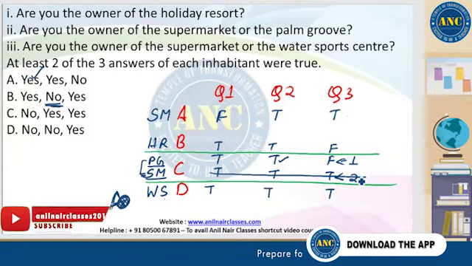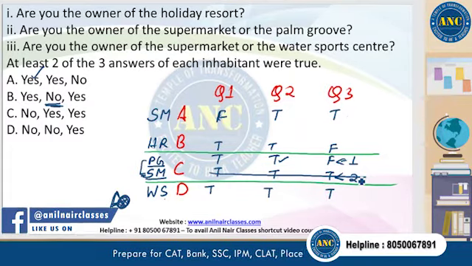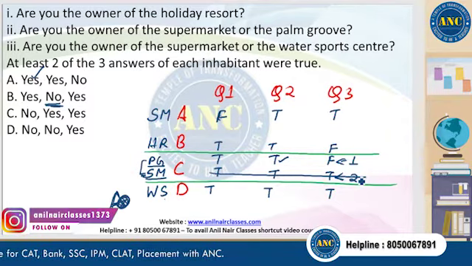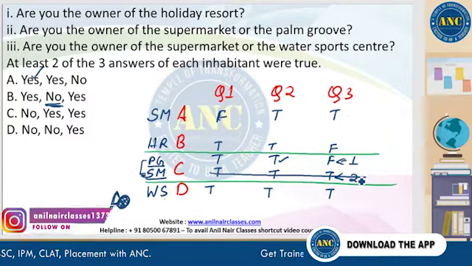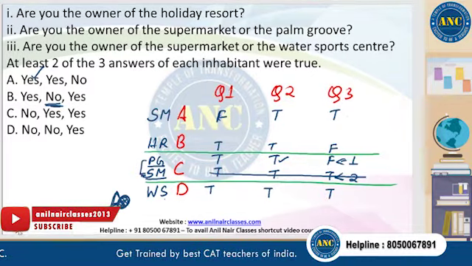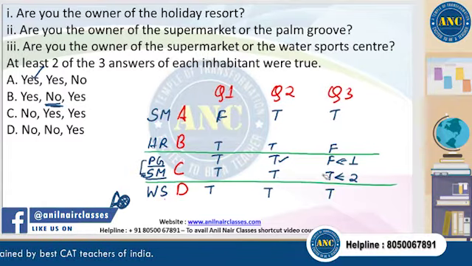So A is the owner of the supermarket, right? What we could figure out is that A is the owner of the supermarket, and oh, okay. Well, one second. I think somewhere in statement three we messed up. Give me a second on this. What's statement three saying?